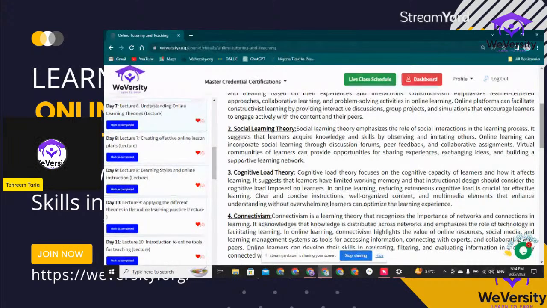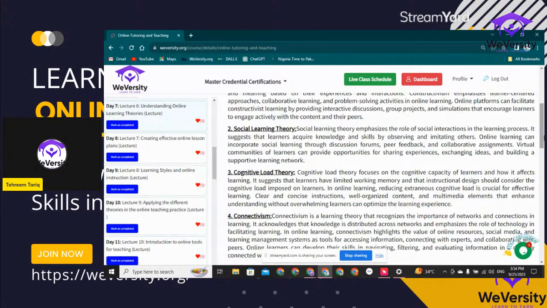Then comes cognitive load theory. Cognitive load theory focuses on the cognitive capacity of learners and how it affects learning. It suggests that learners have limited working memory, and that instructional design should consider the cognitive load imposed on learners. As a virtual tutor, as an educator, you must keep in mind that everyone has a certain limit in understanding a topic. You are not going to provide them a bundle of content, because they will not understand even a single word. This is how you have to apply cognitive load theory.